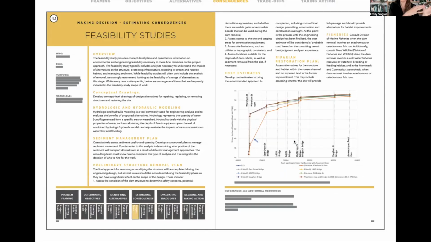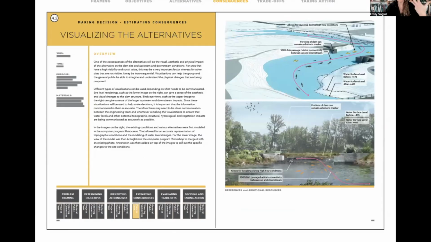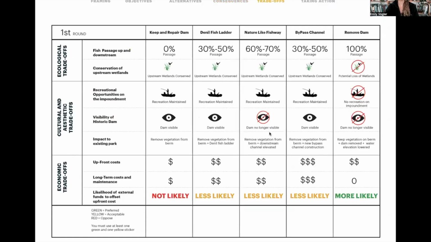So then, once you've brainstormed, we looked at the case studies, you brainstormed some alternatives, we go into this more technical estimating of consequences. Like I said, this is where those H&H models and other studies become really important. And also visualizing the alternatives, what will be the physical transformation of this landscape. And then this helps you move into the final stage, which is evaluating trade-offs.